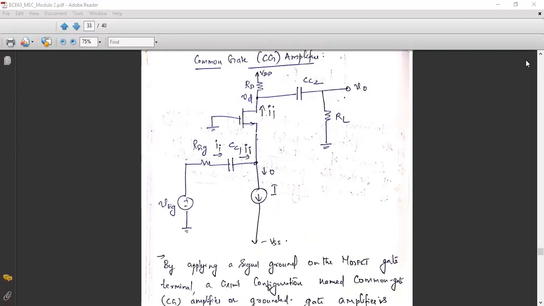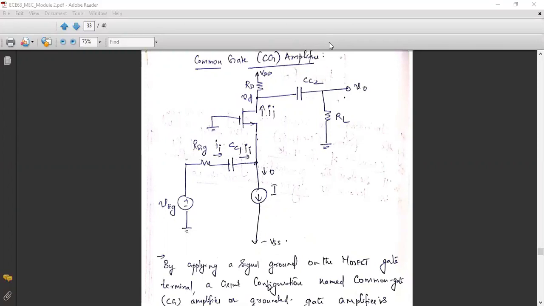Because of that the Q point is stable. So that was the advantage of incorporating RS. Even though the gain is reduced by a particular factor, your Q point is going to be fixed, with no variation in the Q point with respect to any relevant parameters. Got it? Now, as of now, we have already finished the two categories of common source amplifiers, and now we will be discussing the common gate amplifier.